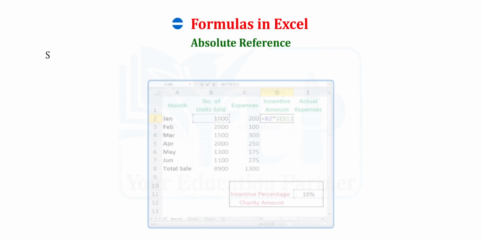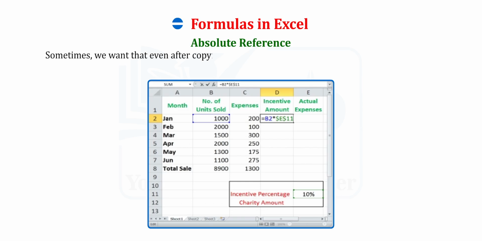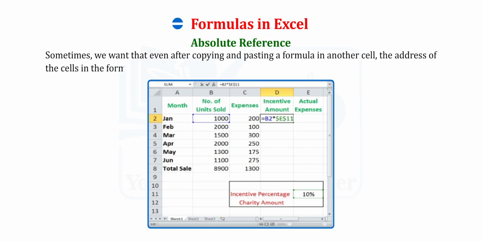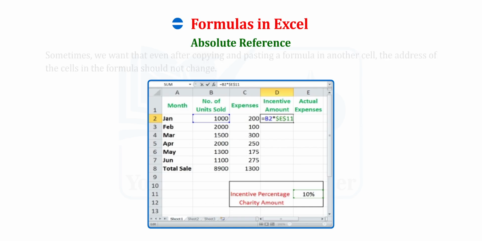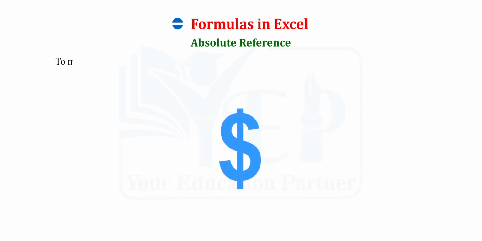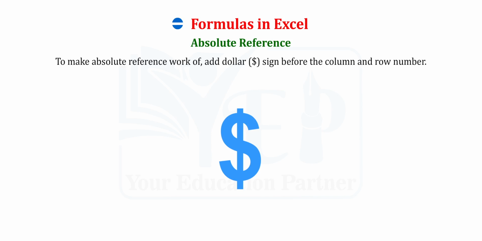Absolute reference. Sometimes we want that even after copying and pasting a formula in another cell, the address of the cell in the formula should not change. This can be achieved using absolute reference. To make an absolute reference, add the $ sign before the column and row number.